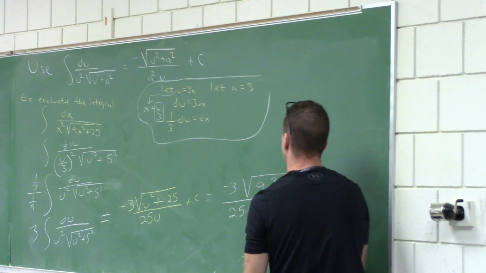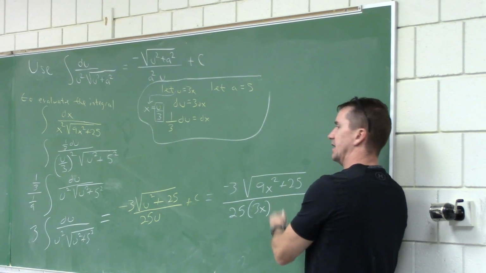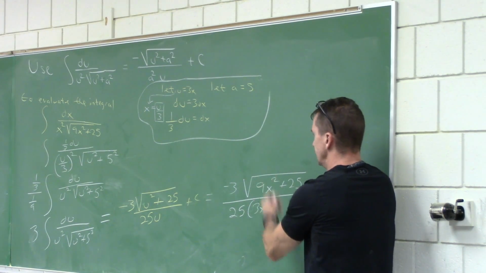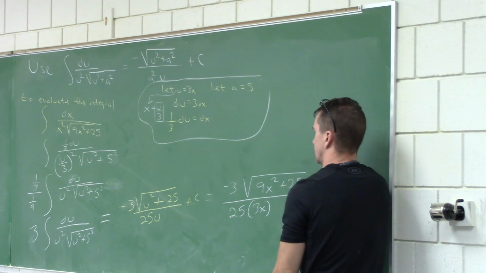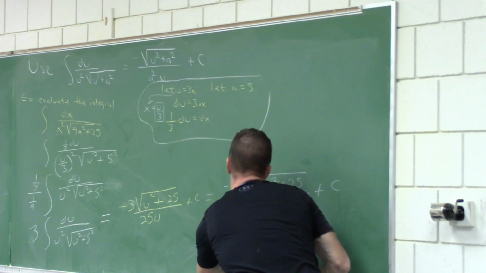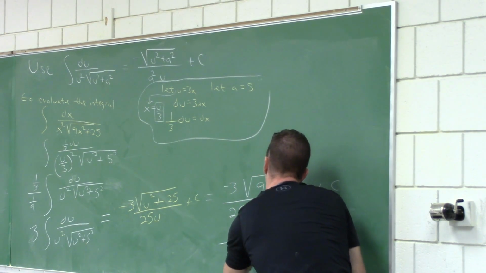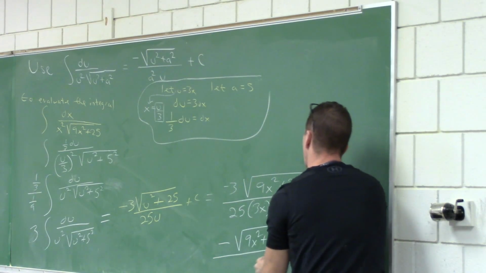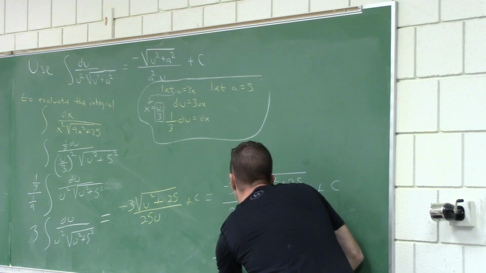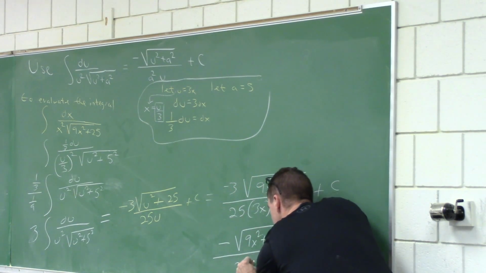Can we go one more step, simplify this? Rather than leave it like this, these 3's what? Cancel out, see that? So I can write this final answer as negative square root of 9x squared plus 25 all over. Don't forget that lonely.